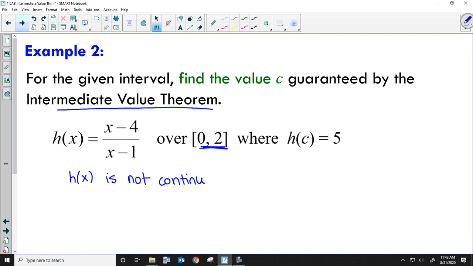So all I'm going to say is that h of x is not continuous over that interval. So we can't use IVT. We can't do the problem. Okay?